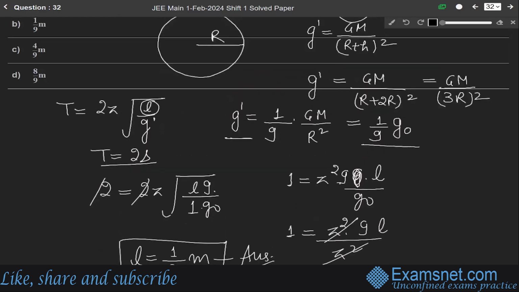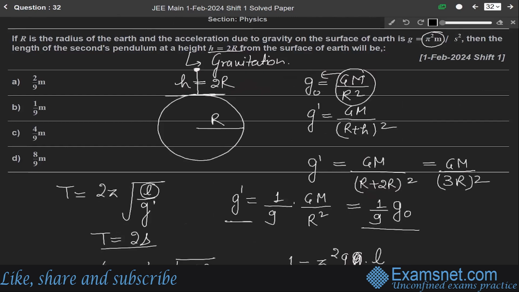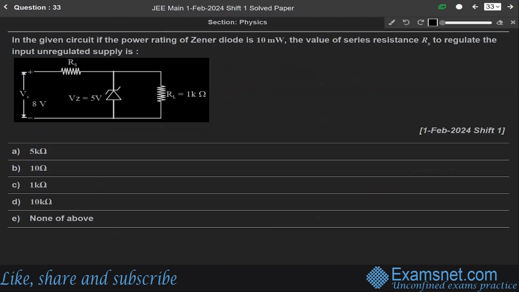So the correct option is option B, that is 1 over 9 meter. Now next, question 33.